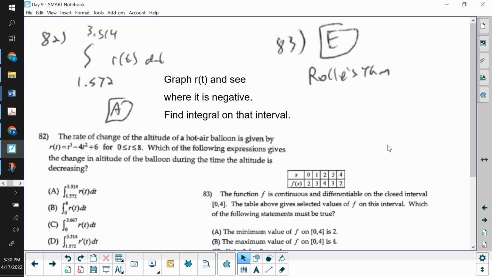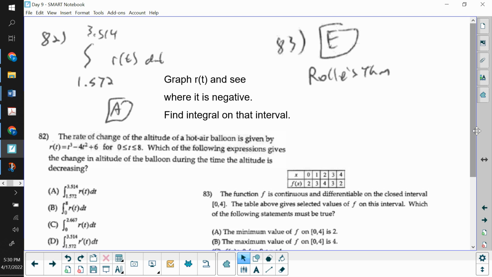In 82, first we want to graph r of t. We want to see where it is negative, because that would mean the altitude is decreasing when the rate function is negative. And then on that interval, we would then just do the integral of our rate function, and that would tell us the change in the altitude.